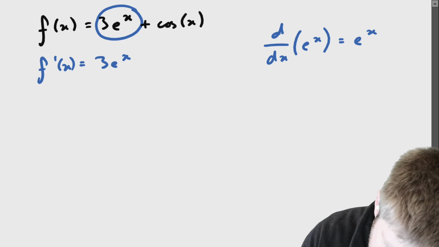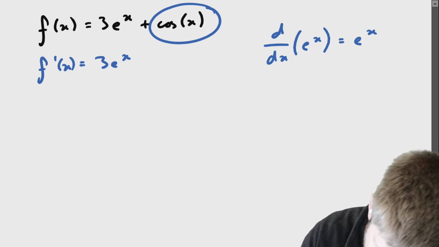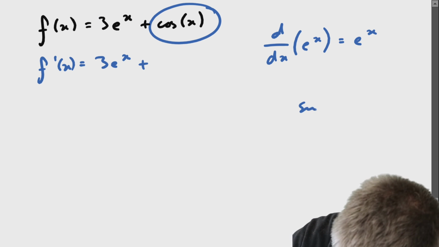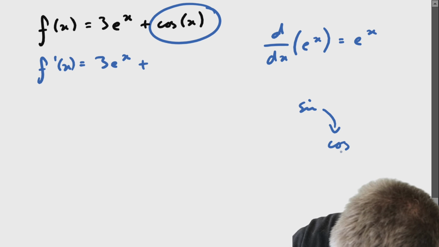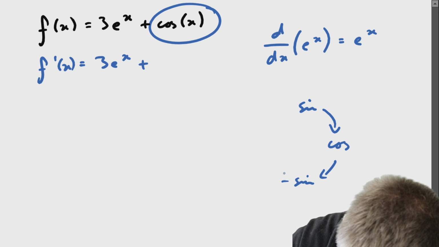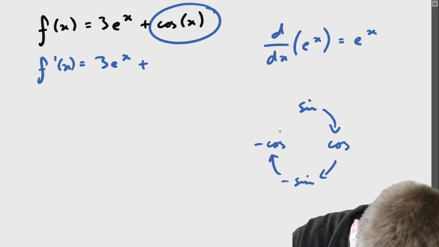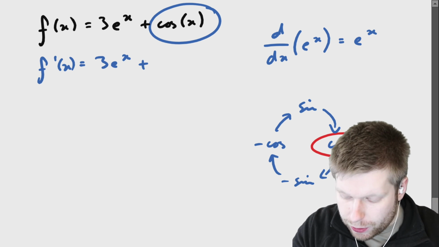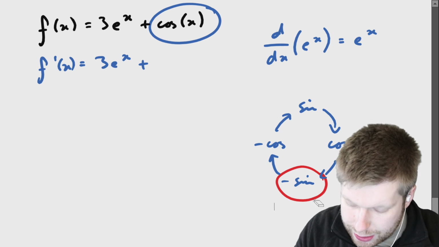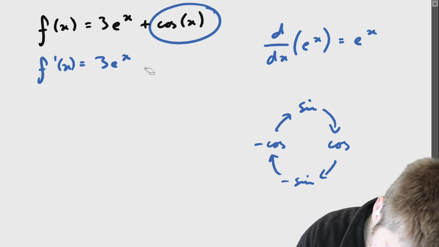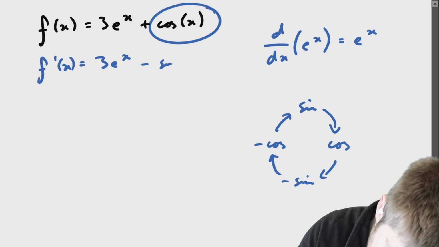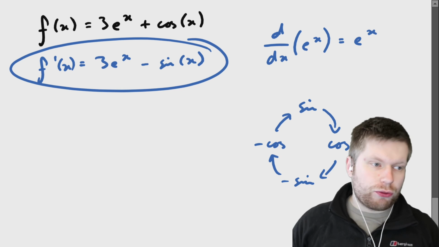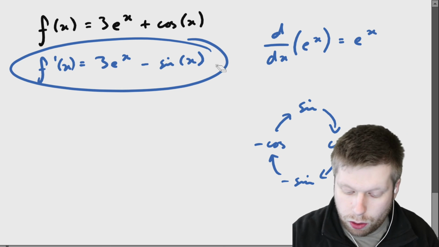Okay, fantastic. So now let's have a look at the derivative of cosine of x. We've got to add on the derivative of cosine of x. So just remember that if I write down my circle, so sine, cos, negative sine, negative cos, and then back to sine again. If I want to differentiate cos, it means I'm here in the circle. So if I differentiate it, move clockwise, I'm down to negative sine, which means that the derivative of cos of x is negative sine of x, okay? So that there would be the derivative: 3e to the power of x minus sine of x.